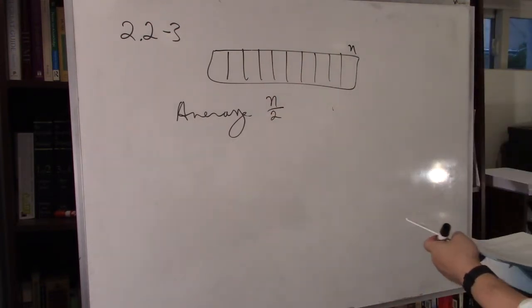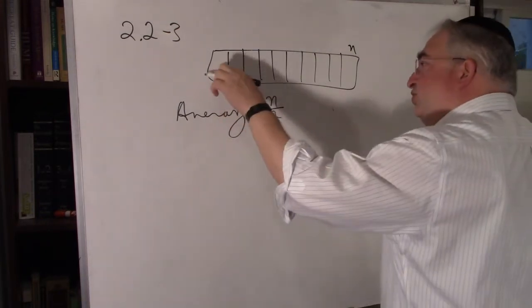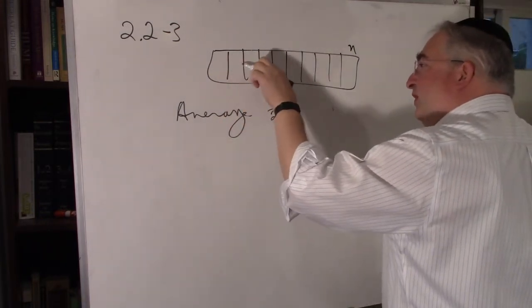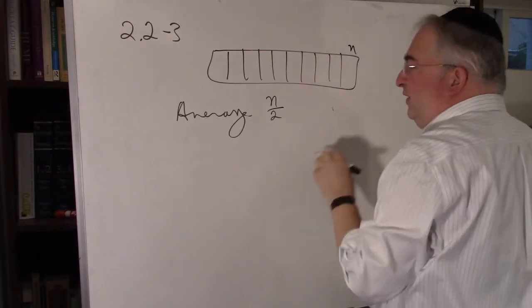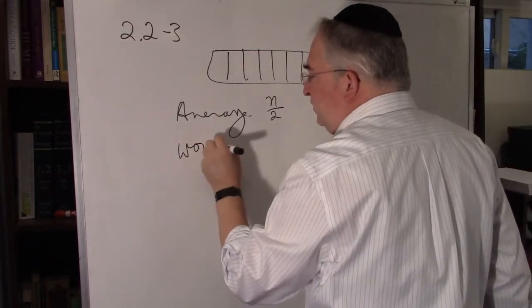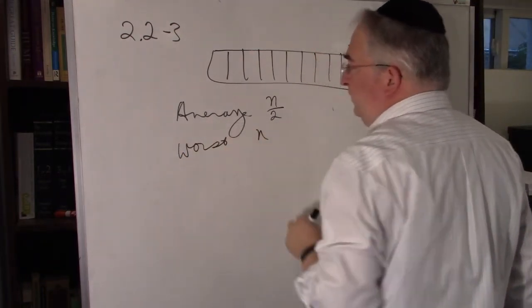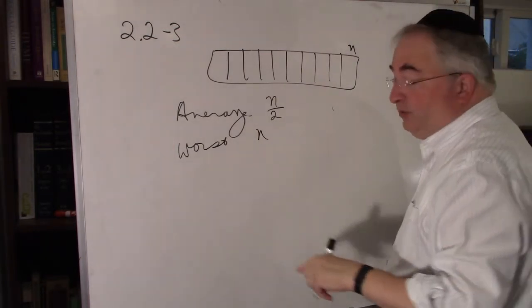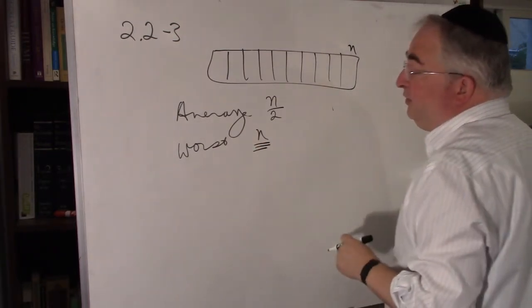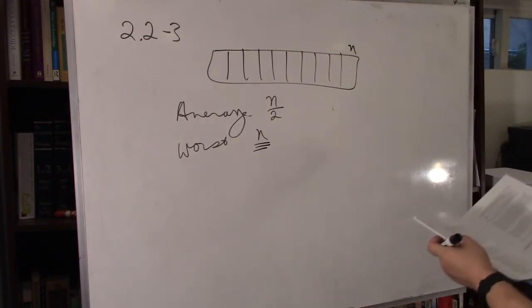How about the worst case? Well, the worst case is you're searching through all of them. You don't find it here. You don't find it here. You don't find it here. You don't find it here. You find it there. So worst case is n. And that's why it's called a linear search, because this n is going to be linear. That's the way we're going to learn in chapter 3.